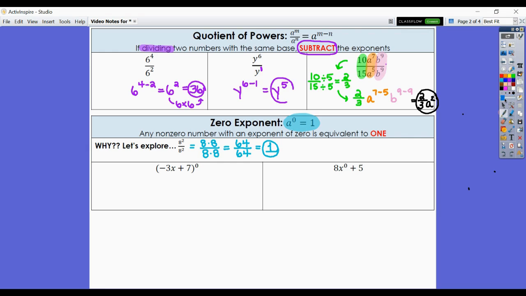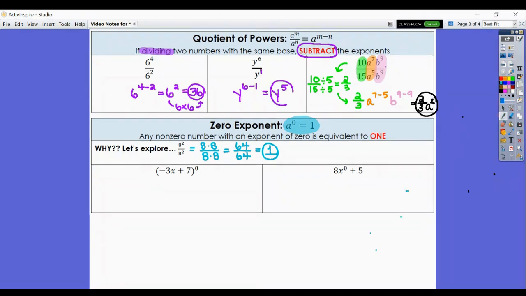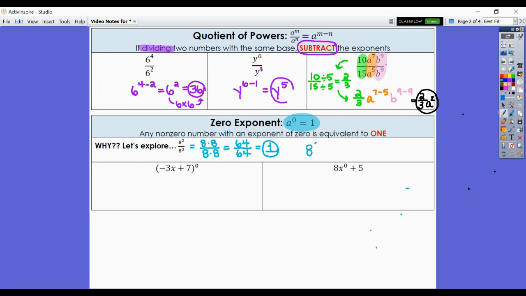That's how it works, because if I use the exponent rule shortcuts here, that would be subtracting the exponents on the same base of 8 over here. 2 minus 2 gets me 0. 8 to the 0 is 1, being equivalent to what we just did out. Let's go ahead and try 2 examples.